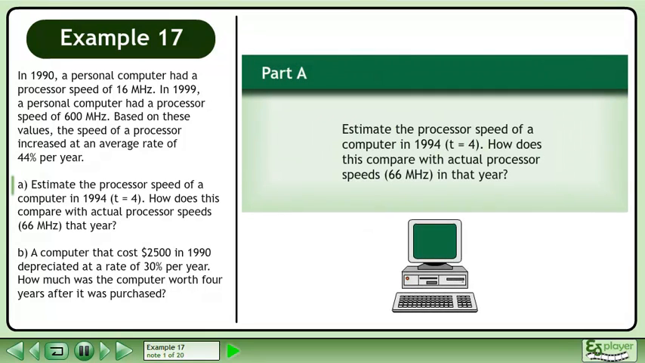In 1990, a personal computer had a processor speed of 16 megahertz. In 1999, a personal computer had a processor speed of 600 megahertz. Based on these values, the speed of a processor increased at an average rate of 44% per year. In Part A, estimate the processor speed of a computer in 1994. How does this compare with actual processor speeds of 66 megahertz in that year?